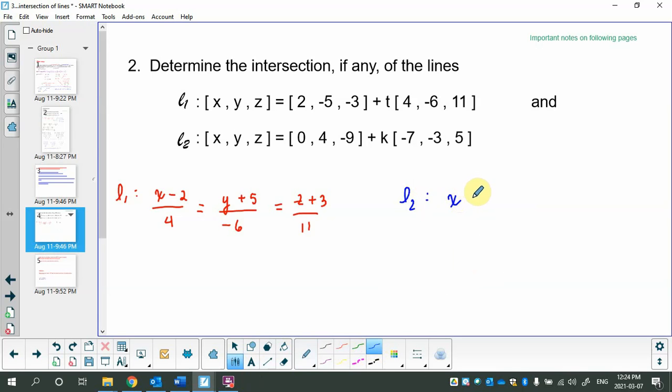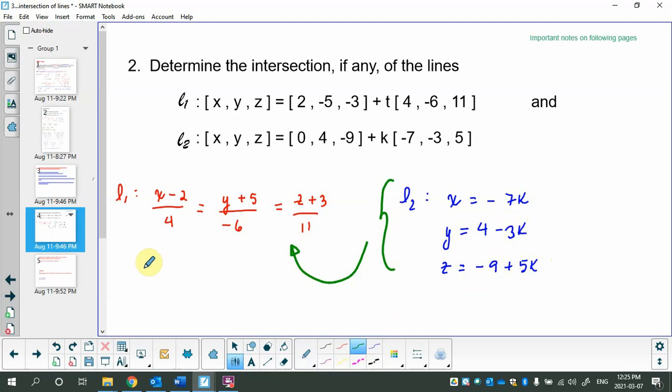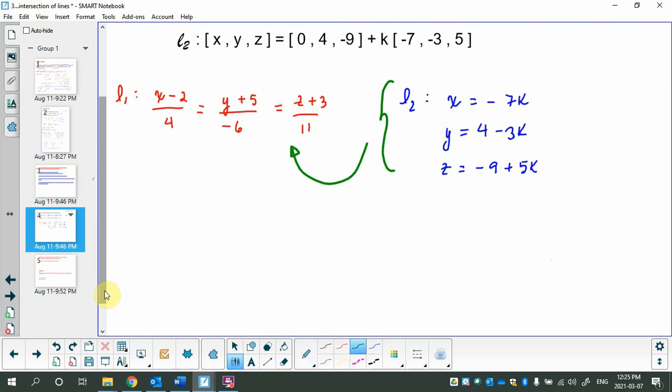So x equals 0, subtract 7k. So symmetric with one of them, doesn't matter which. Parametric with the other one. Y is equal to 4 minus 3k. And when I say 3k, I should write 3k. Z is equal to negative 9 plus 5k. Then I get to take each of these things and sub them in for the x, y, and z to set up for cross multiplying.